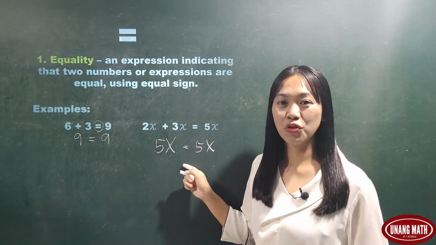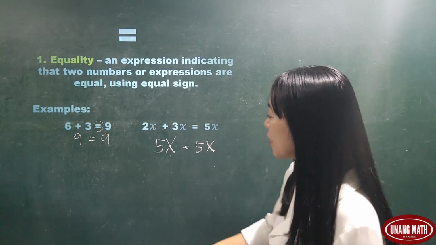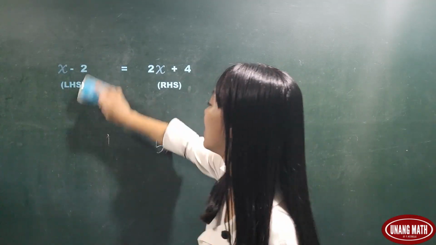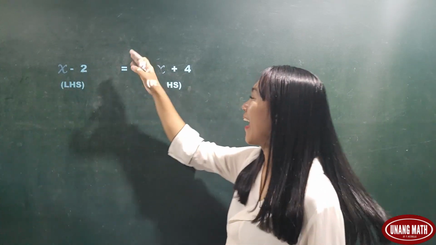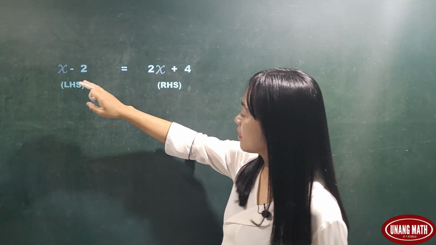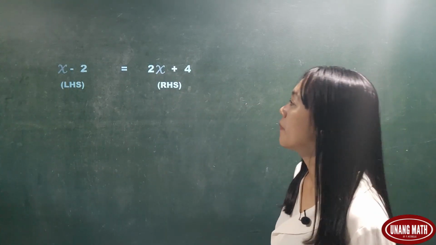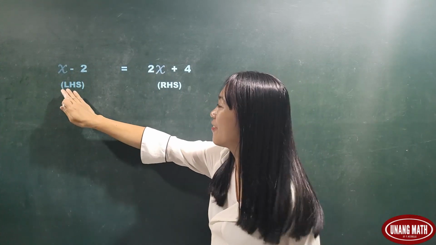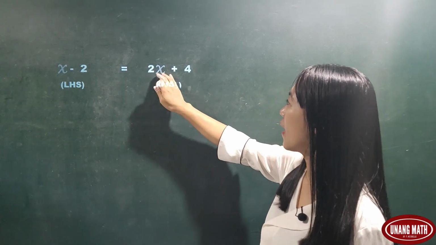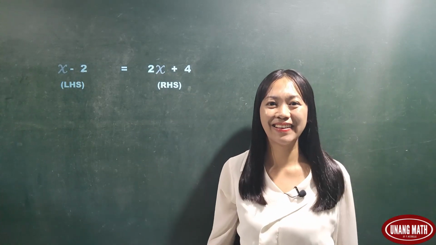This also shows equality. Okay, an equation has numbers or expressions on the left and on the right. In this equation, x minus 2 is equal to 2x plus 4. This expression x minus 2 is on the left-hand side and 2x plus 4 is on the right-hand side.